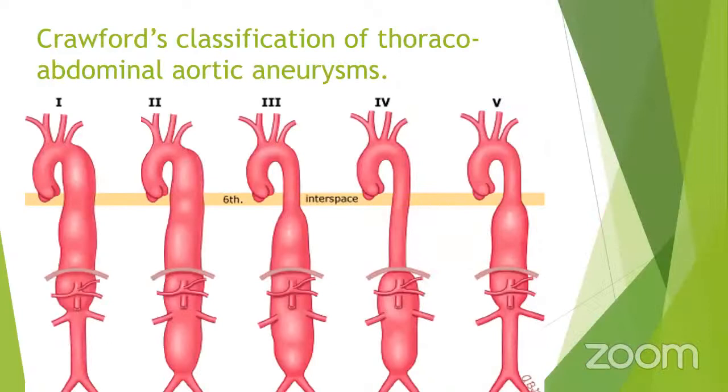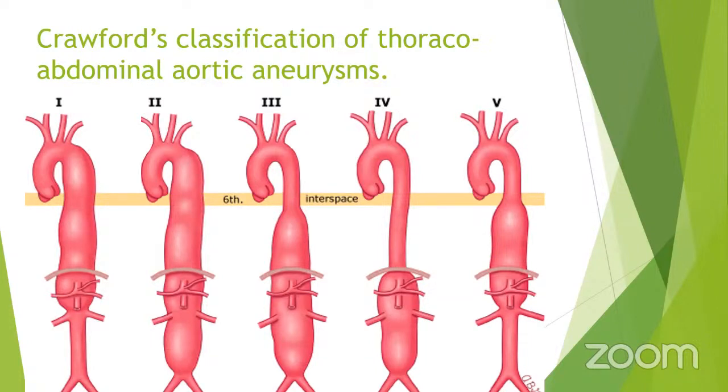For the classification based on extent, the most widely used is Crawford's classification of thoracoabdominal aortic aneurysms. Extent 1 involves the majority of the descending thoracic aorta as well as the upper abdominal aorta. It arises from above the sixth intercostal space, usually near the left subclavian artery, and extends to include the origin of the celiac axis and superior mesenteric artery. Although the renal arteries can be involved, the aneurysm does not extend into the infrarenal aortic segment.